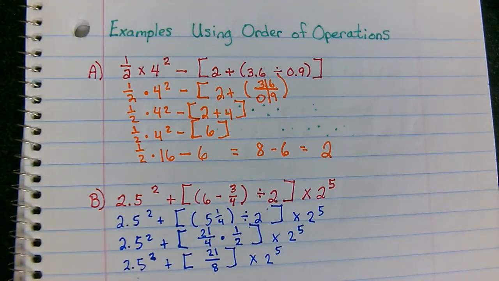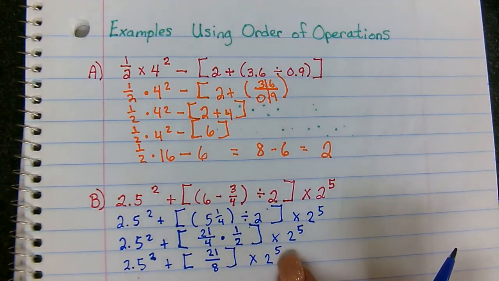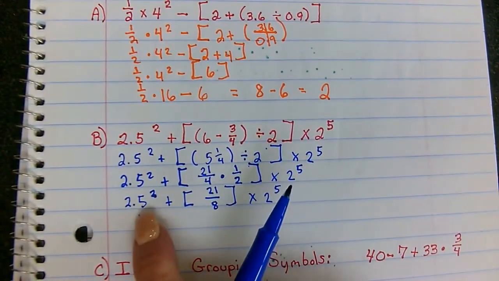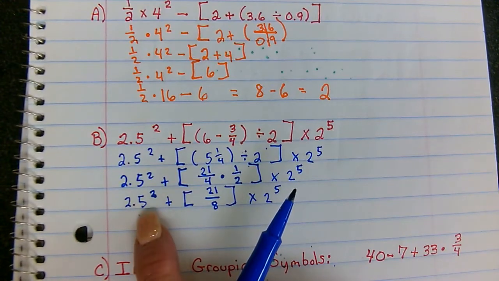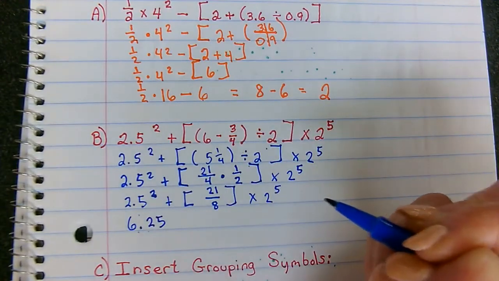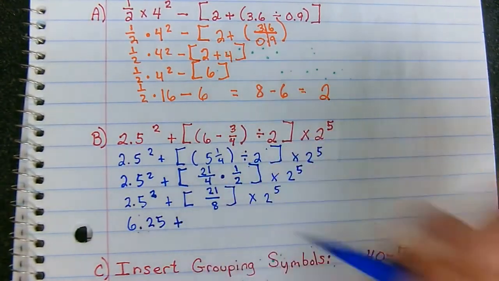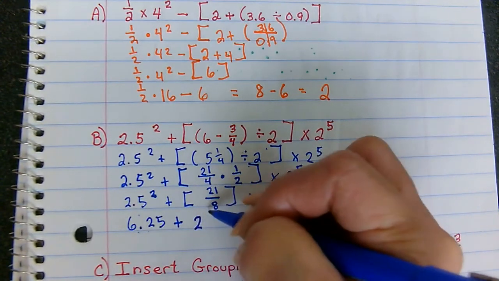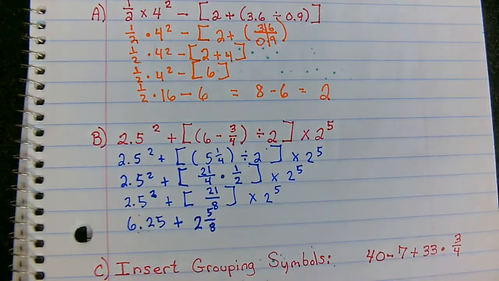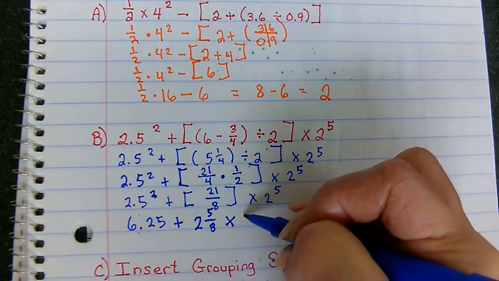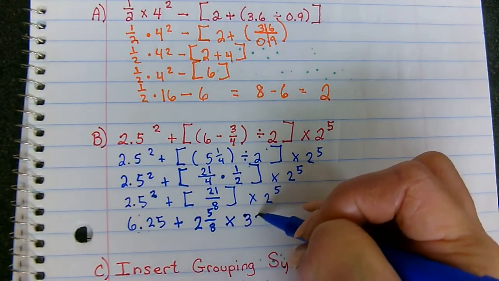let's continue. We have 2.5 squared here, and we have exponents here. 2.5 squared, well, 25 times 25, that's 625, and we would have two decimal places because the 2.5 and the 2.5. So I'm going to put 6.25 here, all right? I'm going to bring down this plus, and 21 eighths, that's the same as 2 and 5 eighths, just to let you know. And then that's times 2 to the 5th power is 32. Okay?